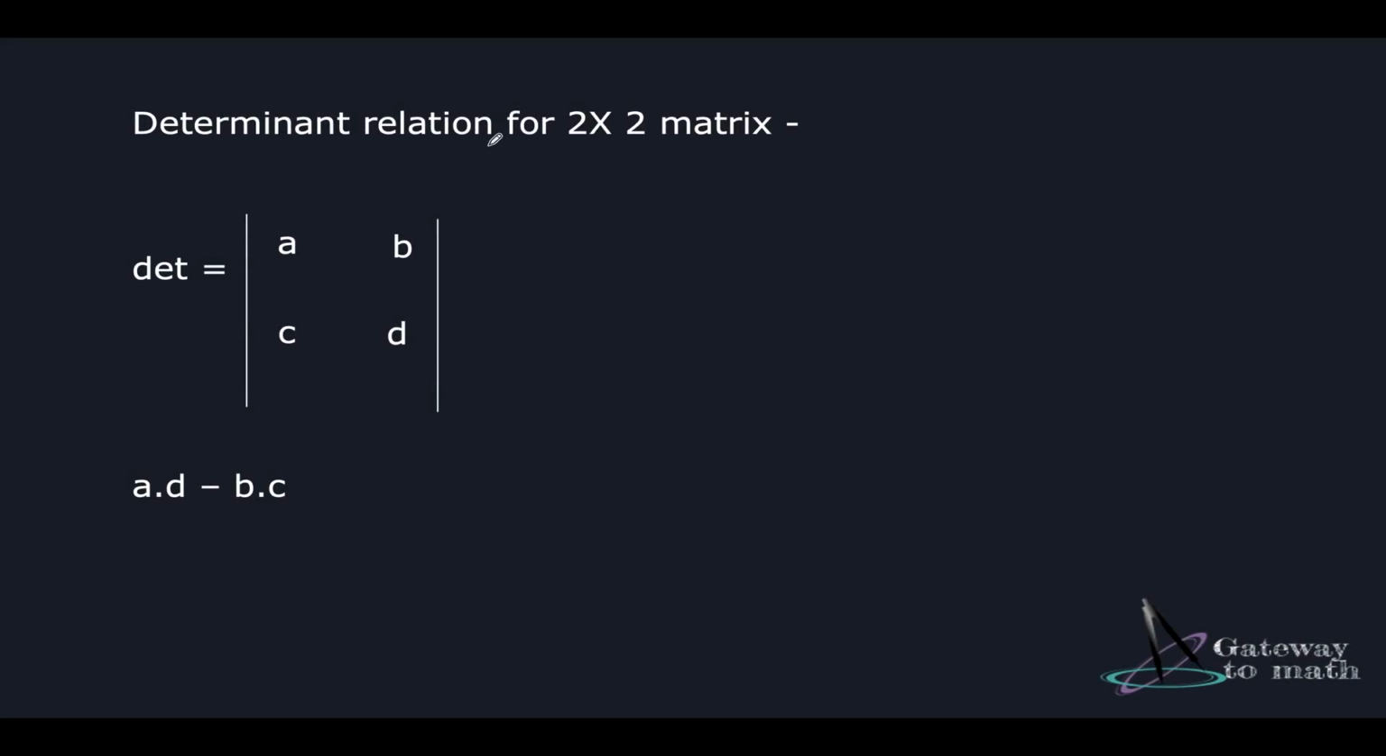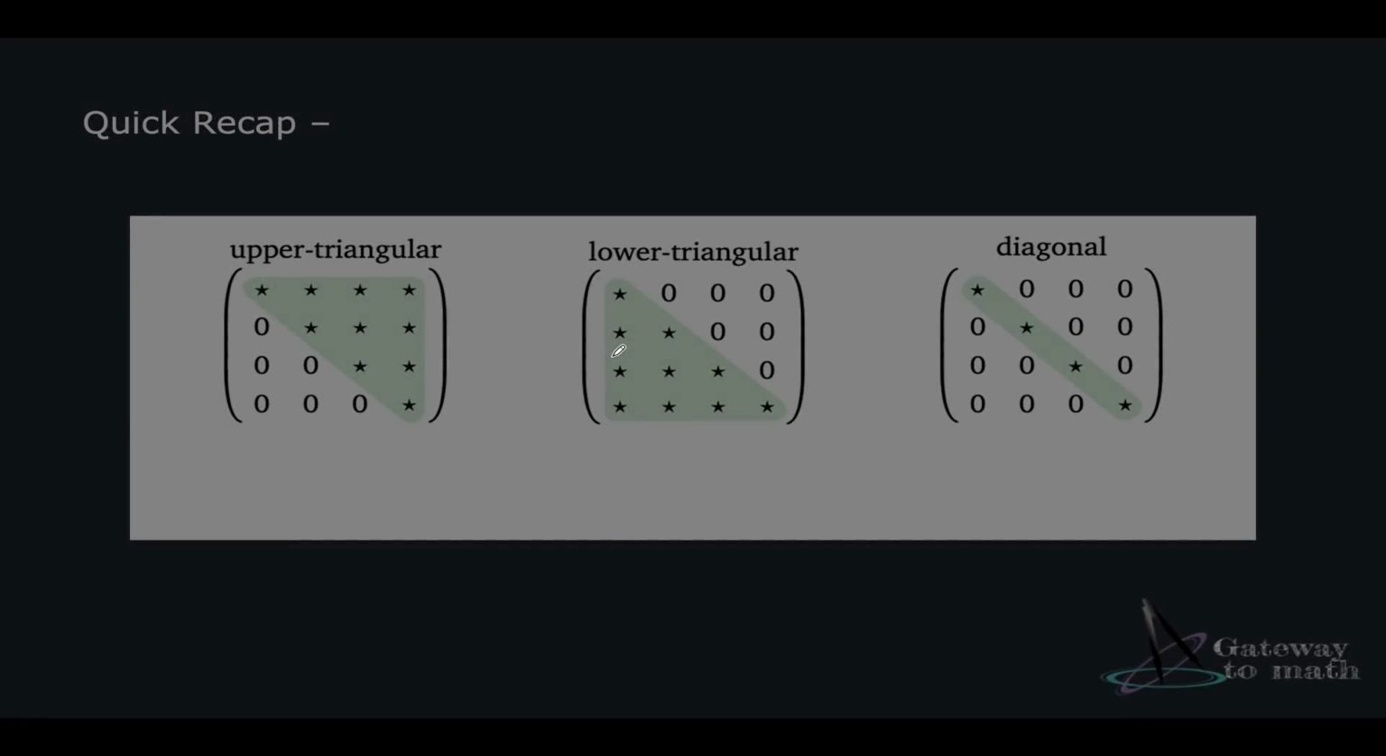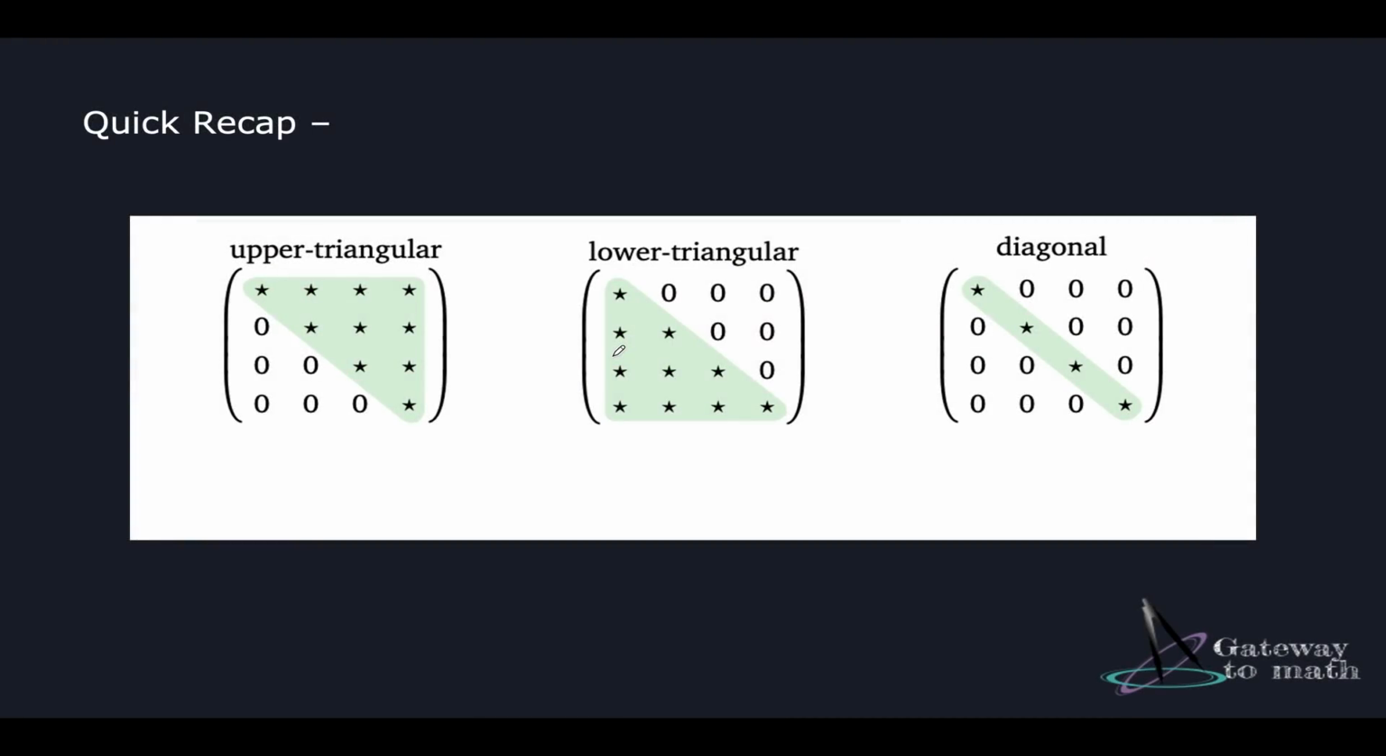So the relationship that you can remember for a 2 cross 2 matrix is, if you substitute the values with variables A, B, C, D, then AD minus BC is the determinant for a 2 cross 2 matrix. Now let us try to understand the implications of finding determinants when we have, let's say, 3 cross 3 matrices, 4 cross 4 matrices, and so on and so forth.